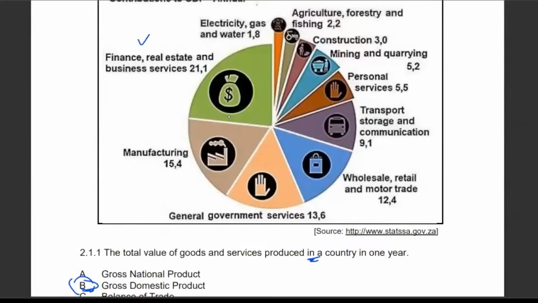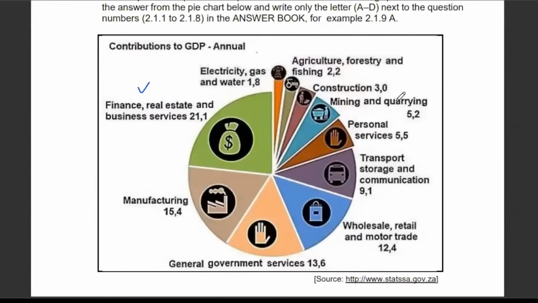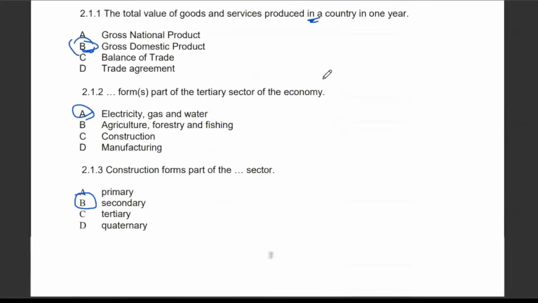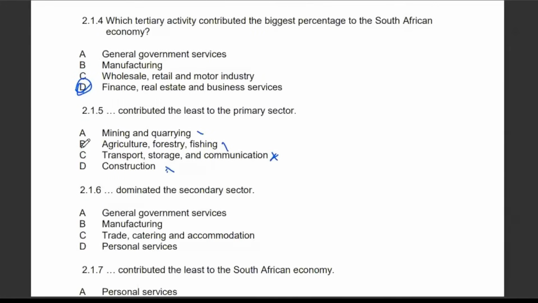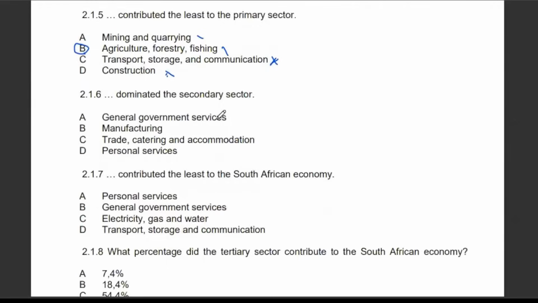Mining and quarrying, you can see, is at 5.2. Then the other one is agriculture, forestry and fishing, 2.2. So we are comparing 5.2 and 2.2. This is the least. So agriculture, forestry and fishing is the one that contributed the least. So our response is B, agriculture, forestry and fishing. Right, we move on to the next question.